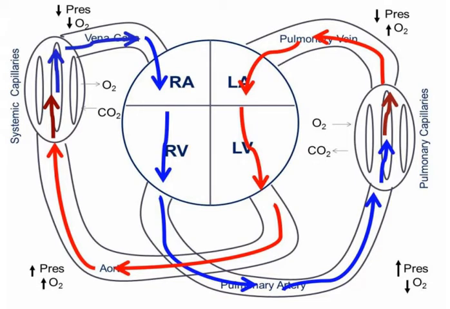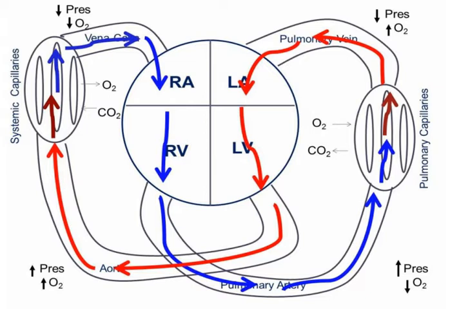At the end of the systemic circuit, the blood pressure is going to be low because we went through a capillary bed, and the oxygen concentration is also going to be low because we just dropped off that oxygen in the systemic capillaries. CO2, on the other hand, is going to be high. So the vena cava's job is to carry this sluggish blood, which is low in oxygen and high in CO2, back to the right atrium of the heart. Remember, we have both an inferior and superior vena cava.